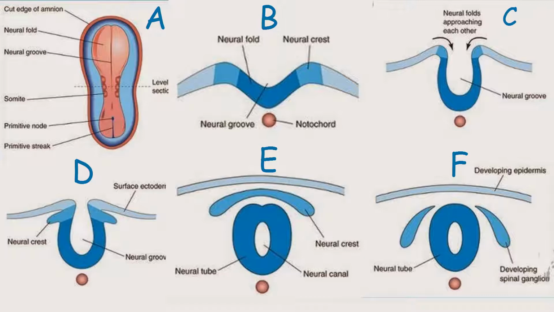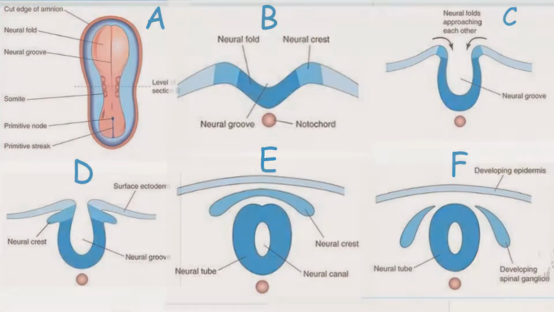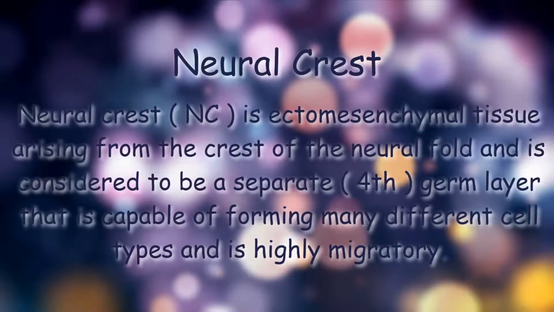As a result, the neural tube is formed. The crest cells, which migrate, will give rise to the adrenal medulla, Schwann cells, melanocytes, meninges, adipocytes, neurons and glia. Neural crest is ectomesenchymal tissue arising from the crest of the neural fold, and is considered to be a separate 4th germ layer that is capable of forming many different cell types and is highly migratory.